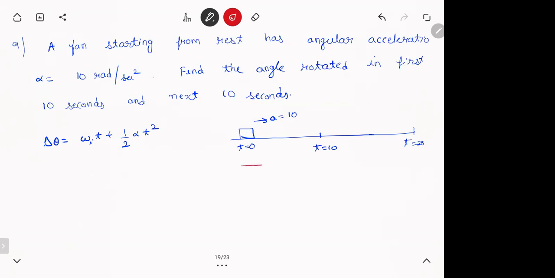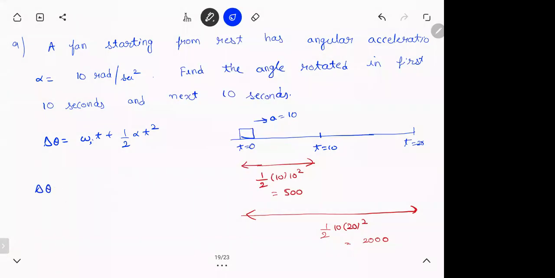So this guy would be how much? Half, acceleration is 10 and time is 10 square. That's 500. From here to here would be how much? Half, acceleration 10, 20 square, that is 400 into 5. That's 2000. So from this also you can finish it off. Delta theta from 0 to 10 will be 500. Angle rotated from 10 to 20 will be 2000 minus 500, 1500.